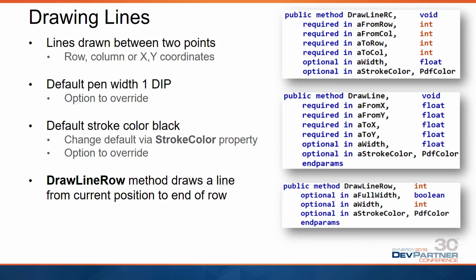Drawing lines, if you want to do some graphics, there are a couple of ways of drawing lines. There is the draw line RC, so that's row and column based. You give it a from and to row and column, and it figures out the center of those boxes essentially and draws a line between them. Or you can use draw line, which is XY based. So that's actual, this point to this point pixel based. There's also draw line row, which just draws a line across the current row, or from the current cursor position to the end of the line, basically. So it's a simple way of just drawing a line across if you're doing write-s type processing.